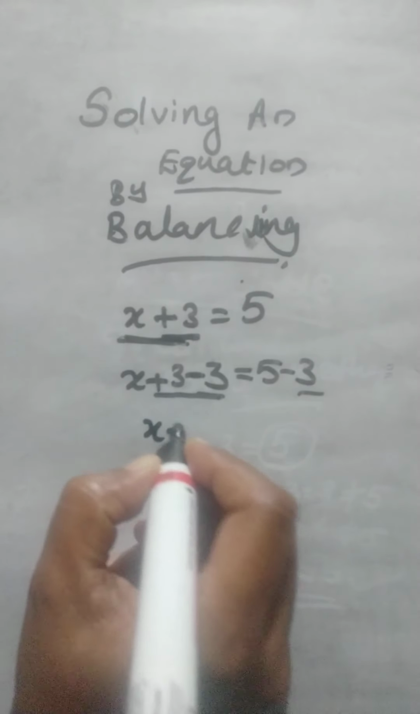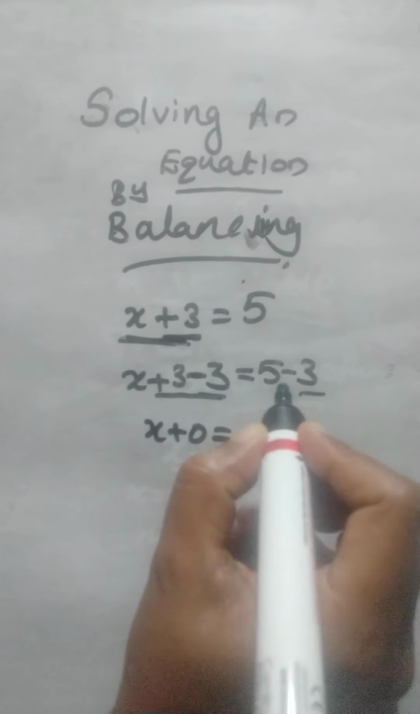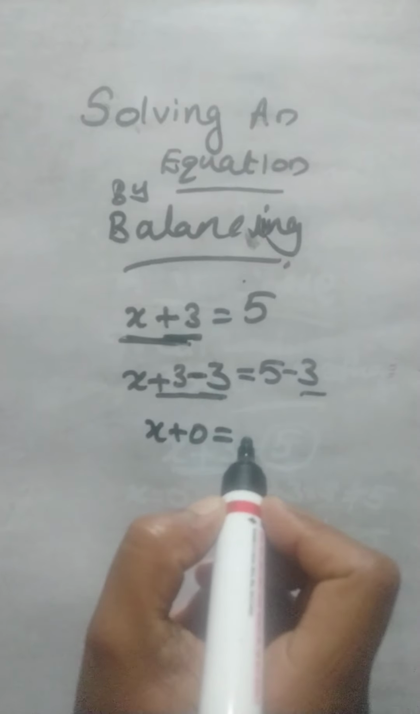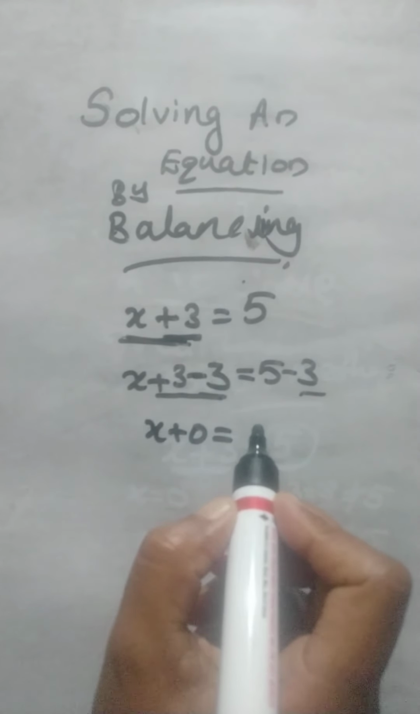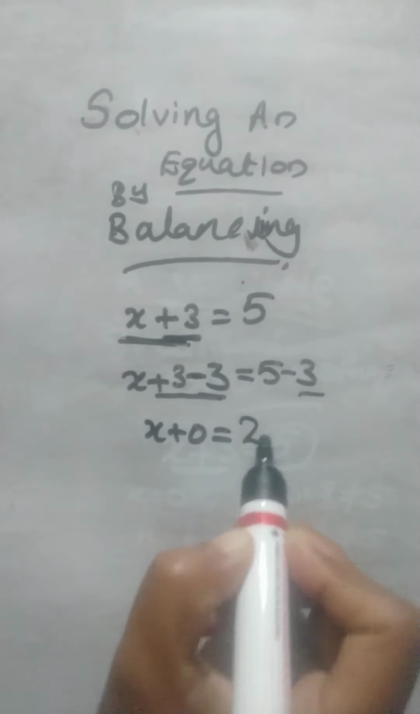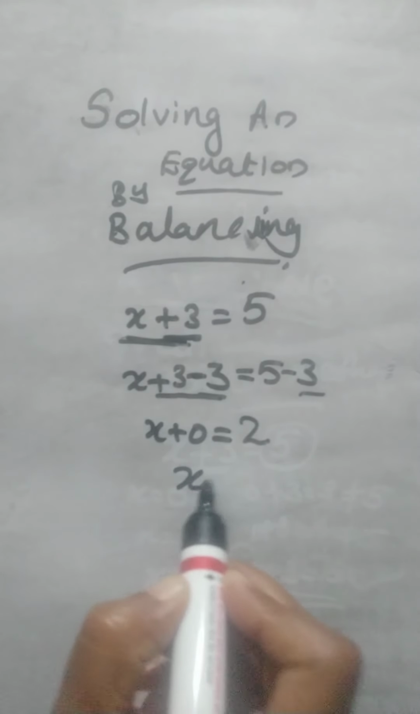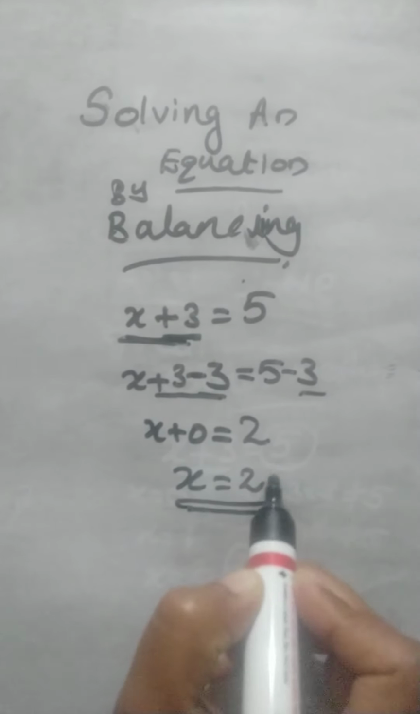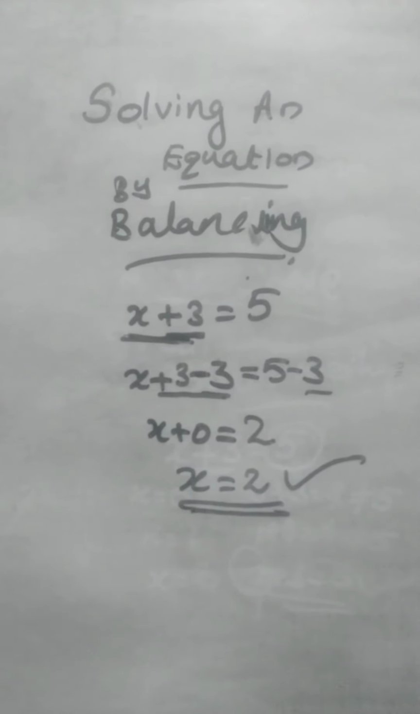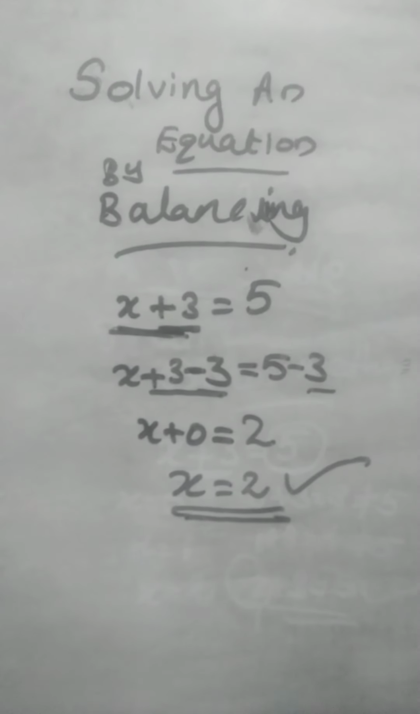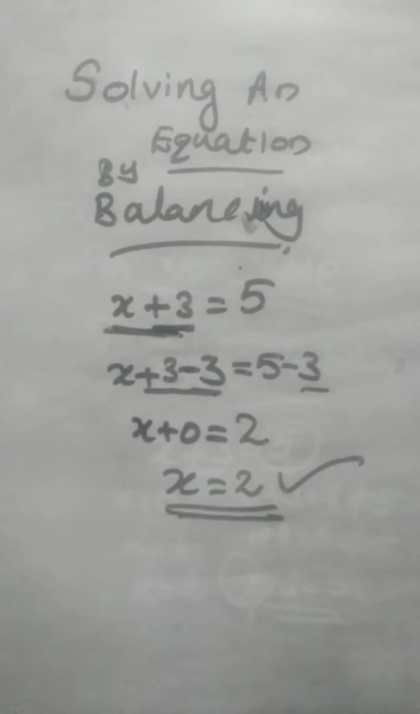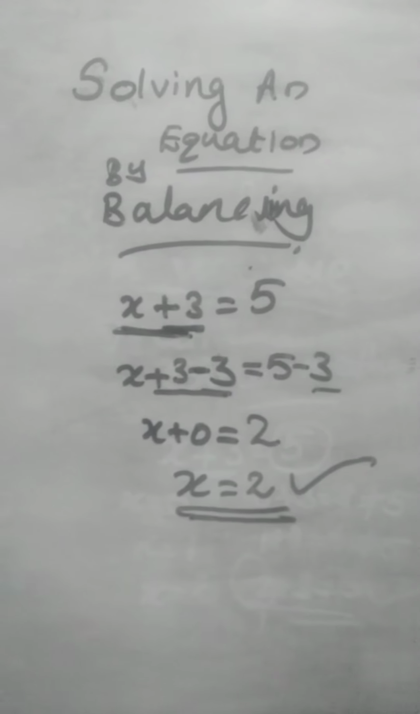So x plus 0 is equal to 5 minus 3. What will 5 minus 3 be? That is 2. So x plus 0 is equal to x itself. x is equal to 2. So we know the root of this equation is 2. We solved x plus 3 is equal to 5 by balancing.